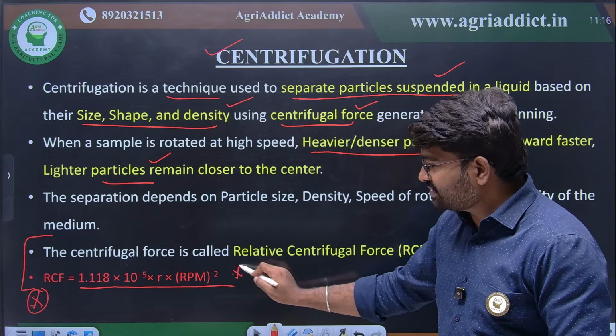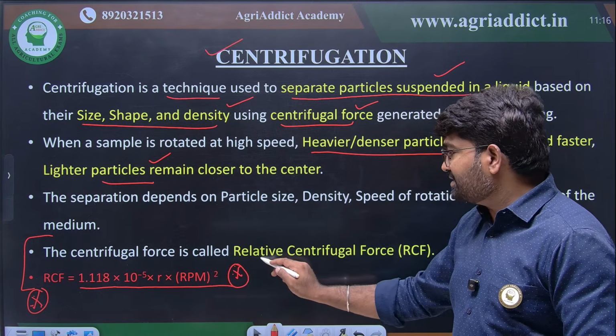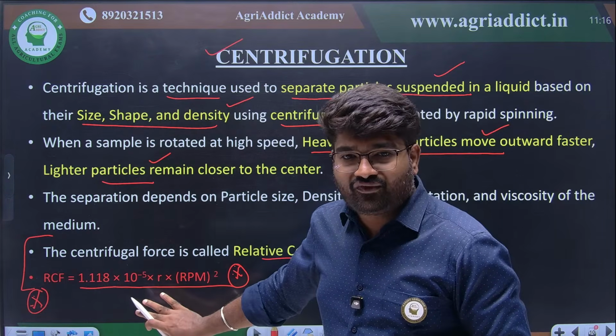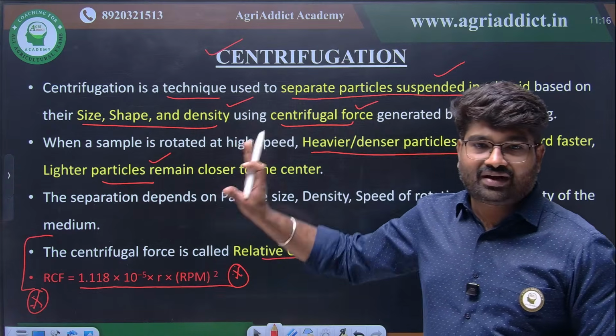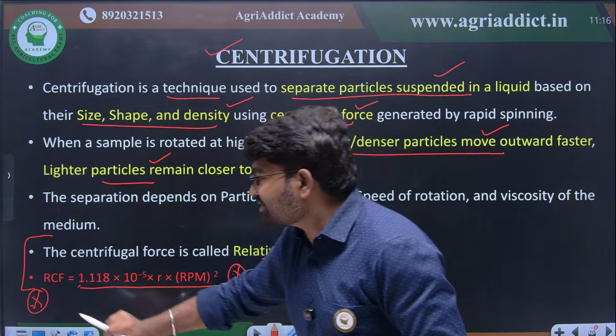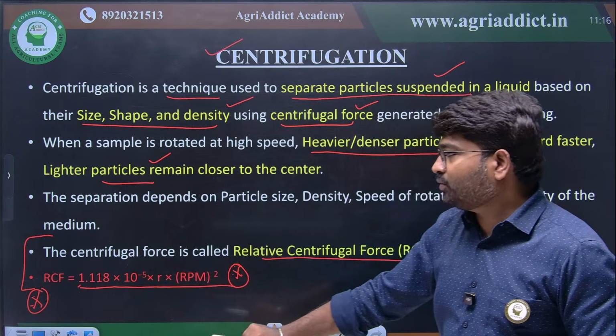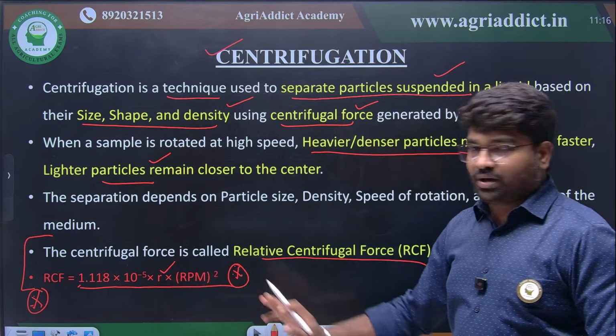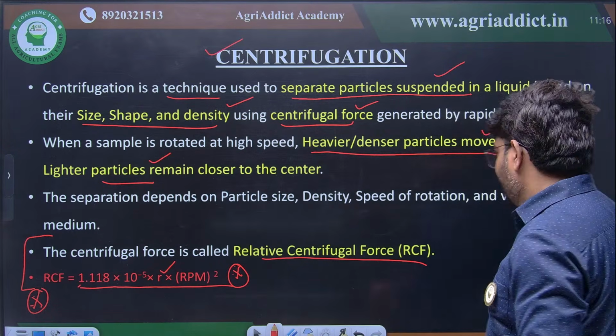This is a derivation. RCF means relative centrifugal force. We have briefly discussed this derivation in our lecture classes, and now we are just going to revise. So 1 RCF is equal to 1.118 into 10 to the power minus 5 into R into RPM square. You just remember this one.